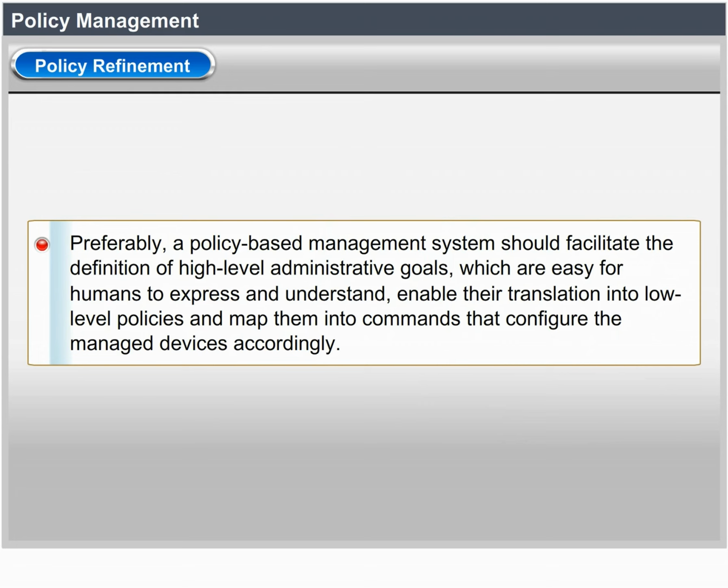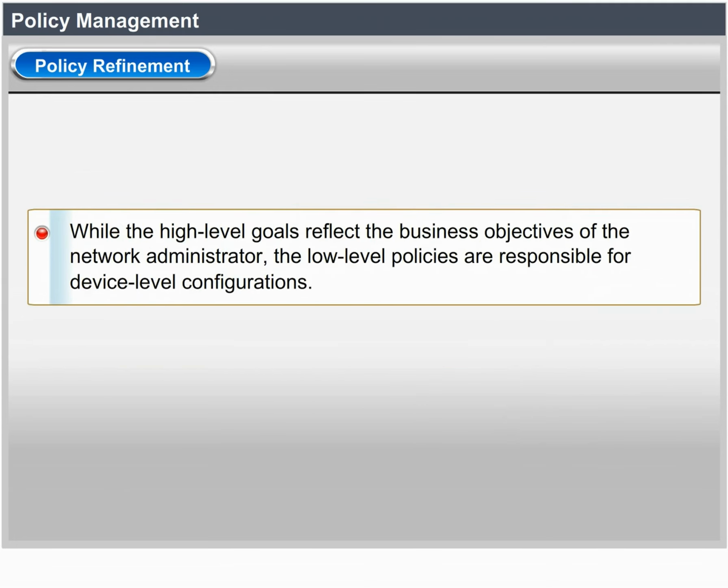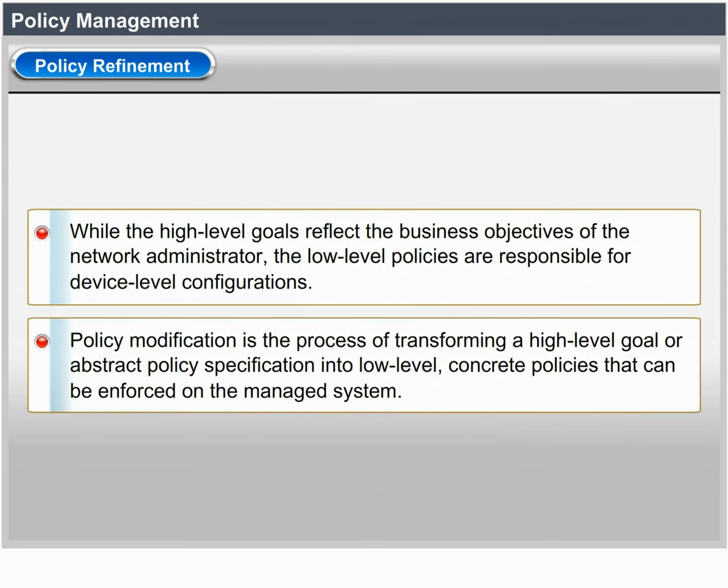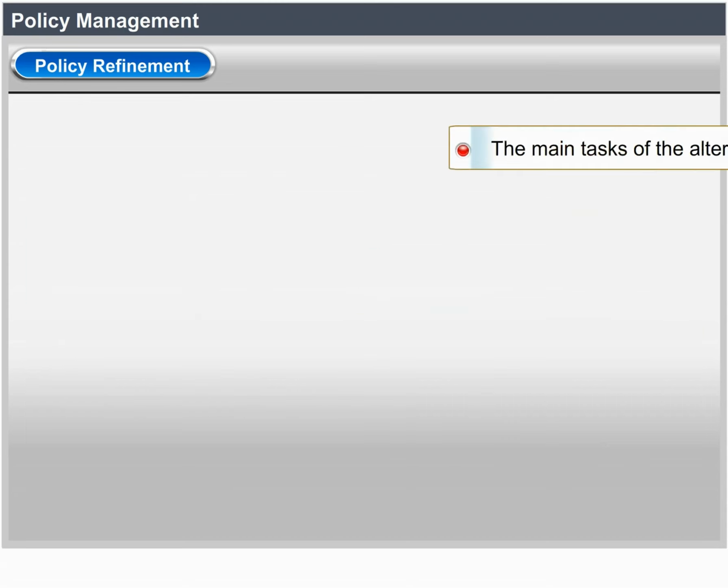While the high-level goals reflect the business objectives of the network administrator, the low-level policies are responsible for device-level configurations. Policy refinement is the process of transforming a high-level goal or abstract policy specification into low-level, concrete policies that can be enforced on the managed system. The main tasks of the refinement process are the following.